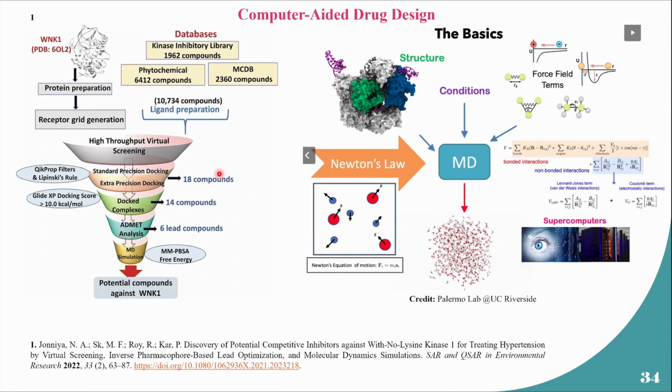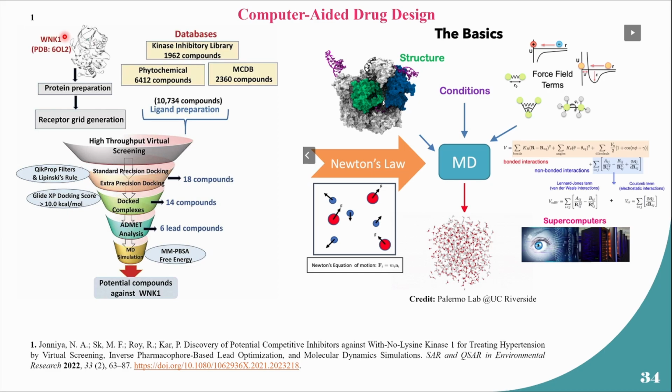I have some other slides. I think I might have gone through these in some earlier classes. But the overall process of computer-aided drug design is shown here. The left-hand side figure is from a paper from my lab, which one of my seniors wrote. She had the target protein, or target receptor, PDB ID 6OL2 for WNK1, which is with no lysine kinase 1.